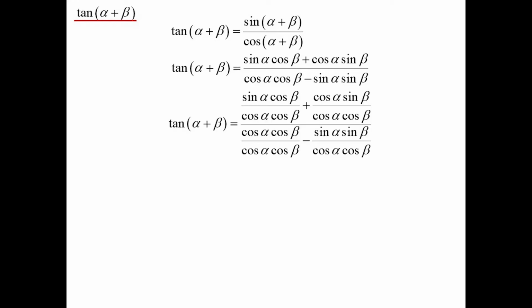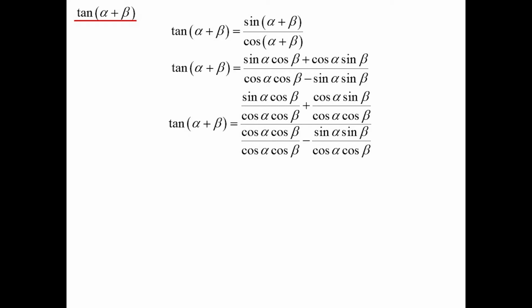Well, that's looking pretty tricky to remember. So I'm going to make it look even more complicated. I'm going to divide everything by cos alpha, cos beta. And you're probably sitting there thinking, what? Are you mad? No, there's method in this madness. Because look, all sorts of things cancel.